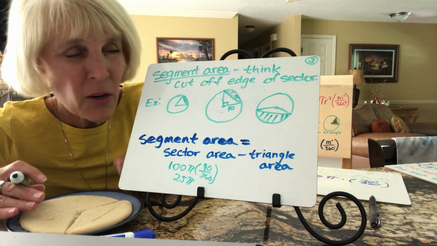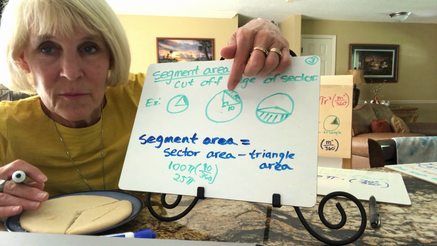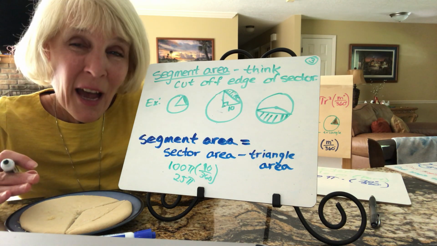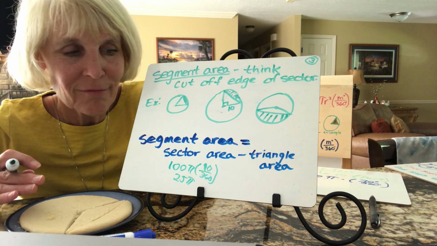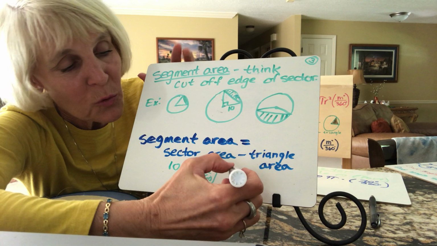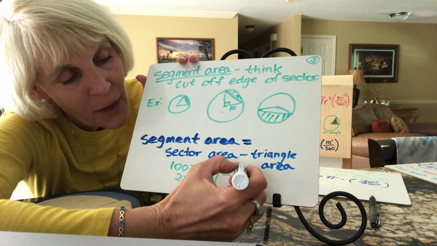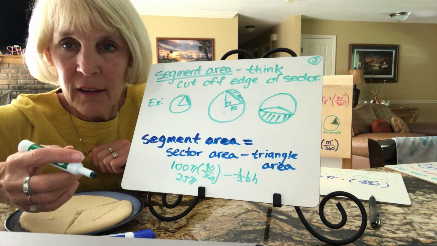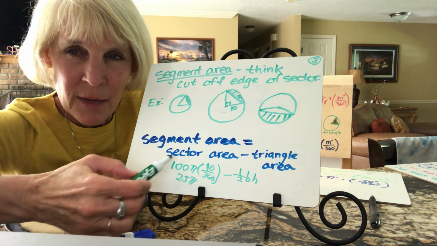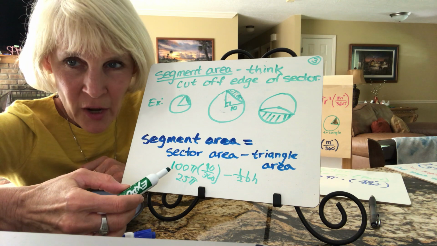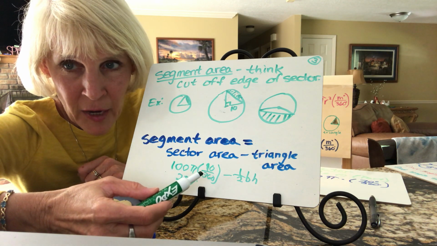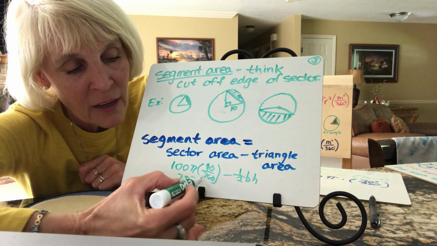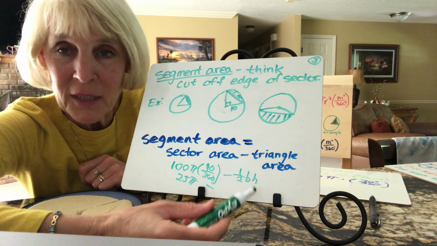But is that going to be the area now of just this piece? Obviously not. But all I have to do is take off the triangle. So how do you find the area of a triangle? I told you, chapter 12 is really a lot of review. I'm going to take 1/2 base times height. So I'm just going to do the exact same thing we did before. The area of the circle times the part. So in this case, 1/4, so 25 pi minus 1/2 base times height.